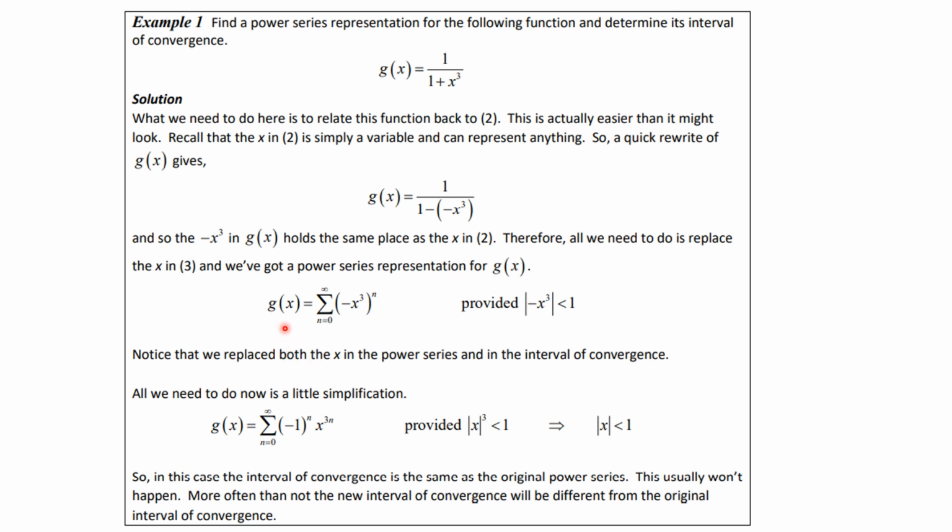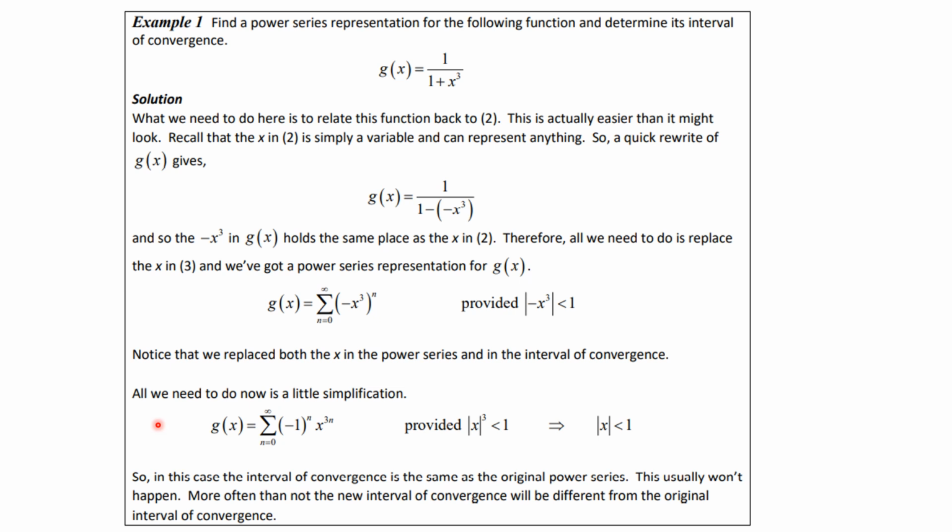with minus x cubed, and we have a power series representation for g of x. So we have g of x, the one we started with up here, but that's the same thing as the summation n equals 0 to infinity of minus x cubed, all to the n, provided the absolute value of minus x cubed is less than 1. You see, we're plugging into the same function.